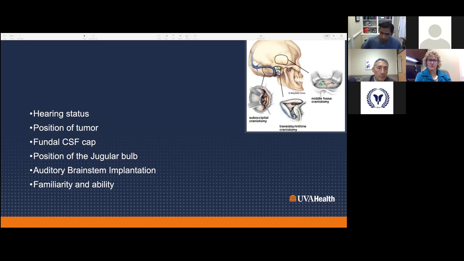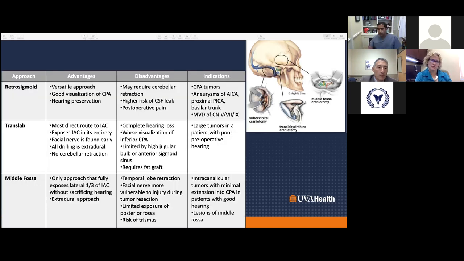In general, I think we all try to create a template to utilize, but I've told you the sort of input factors that I use to try to determine which approach is best. Each of them has its benefits. I think the biggest benefit of the retrosigmoid approach is the panoramic visualization of the CP angle. I love the approach because you can see immediately from the tentorium down to the jugular foramen and the lower cranial nerves with no issues.